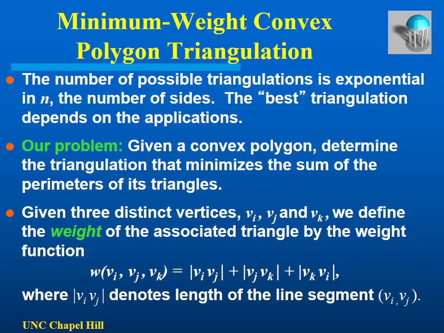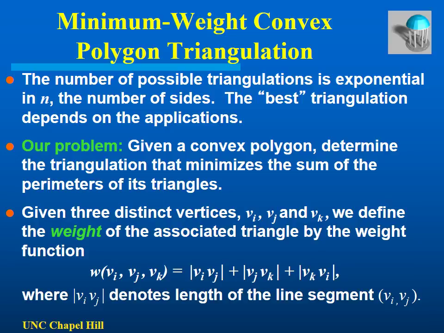There are exponentially many triangulations of an n-sided polygon. In our particular problem, we will consider the measure of a triangulation, the sum of the perimeters of its triangles. And then our problem is recast as: find that triangulation which minimizes this sum of perimeters.